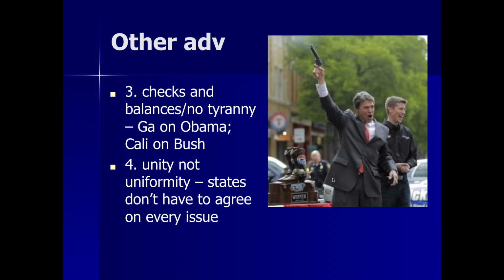The next C is checks and balances, and so liberal states are checks on Trump and conservative states are checks on President Obama. It provides unity, not uniformity. That means states can still be different even though they're part of the same country.